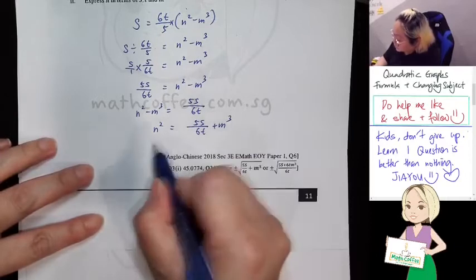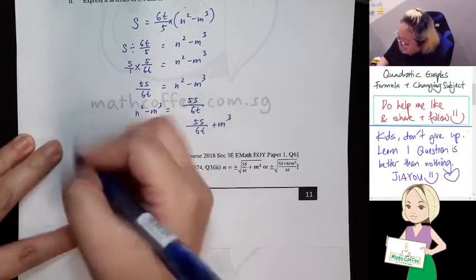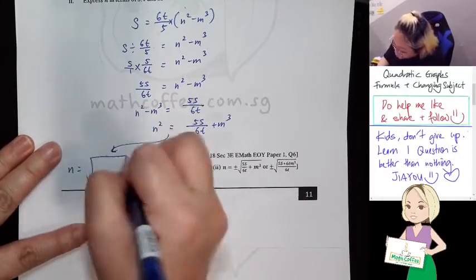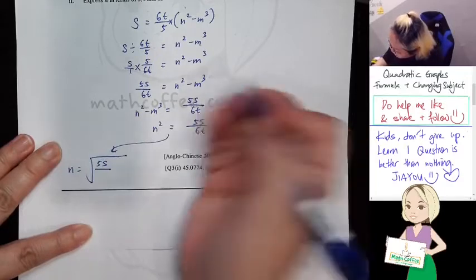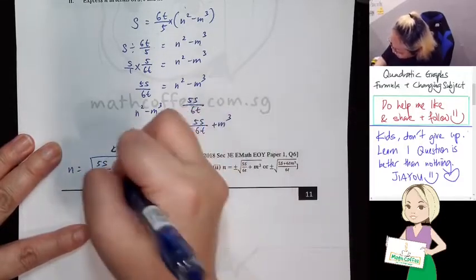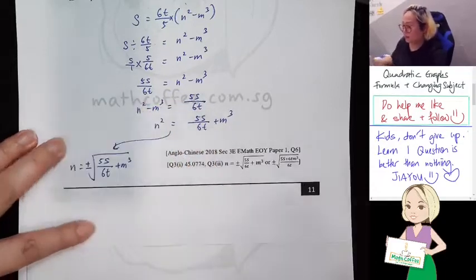Okay, so n squared equals blah blah blah. So the last step, square root. So n is equal to the square root of 5s over 6t plus n cubed. And remember, when you square root, please put the plus minus. Okay?